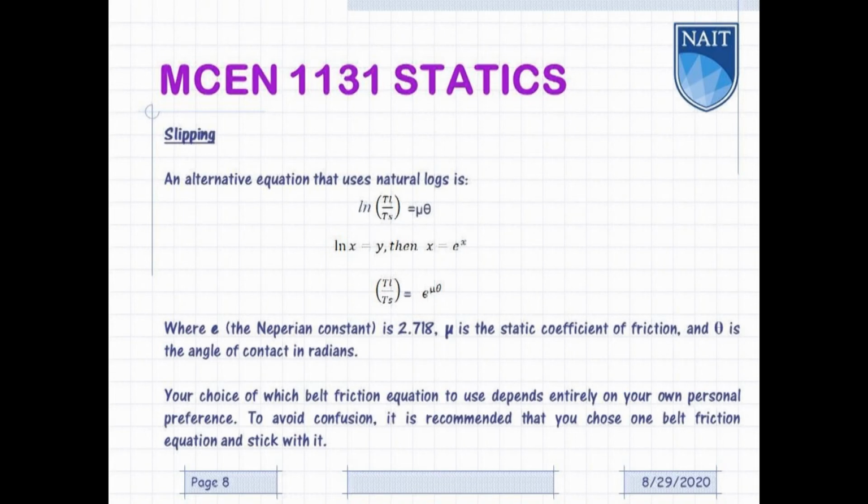An alternative equation that uses natural log is ln TL over TS equals mu times theta. This can further be reduced to TL over TS is equal to e to the exponent mu times theta. Here, e, the Neperian constant, is 2.718. Mu is again the static coefficient of friction, and theta is again the angle of contact in radians. Your choice of which belt friction equation to use depends entirely on your own personal preferences. To avoid confusion, it is recommended that you choose one belt friction equation and stick with it.